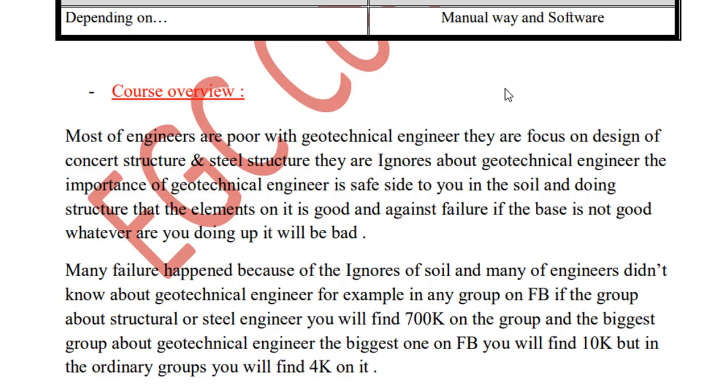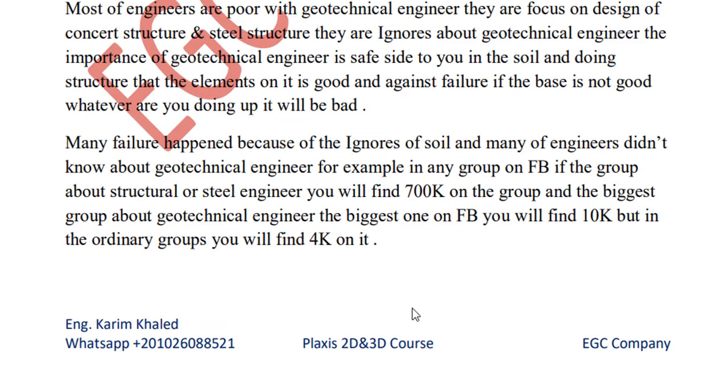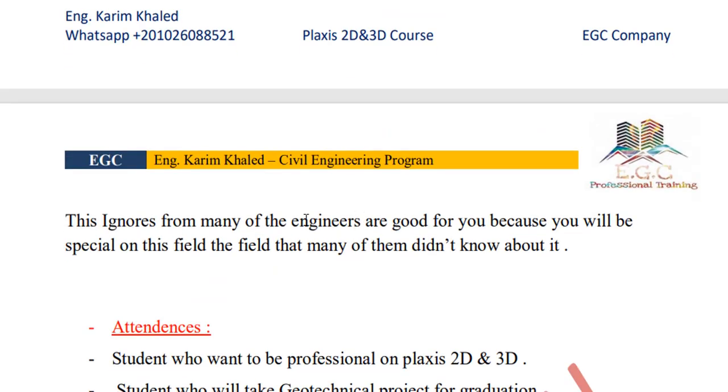For example, in Facebook groups, a group about structural or steel engineering has around 700,000 members, while the biggest group about geotechnical engineering has 10,000, and ordinary groups have around 4,000. This ignorance among many engineers is good for you, because you will be special in a field that many of them don't know about.